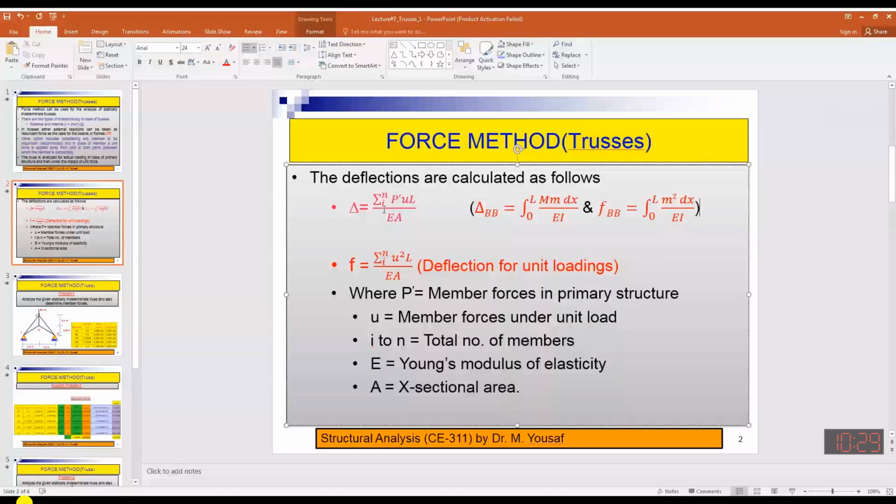This is P, U, L. This is the force due to actual loading. This is the force U, the force due to unit loading. And this is the length. Is it clear? Yes, sir.